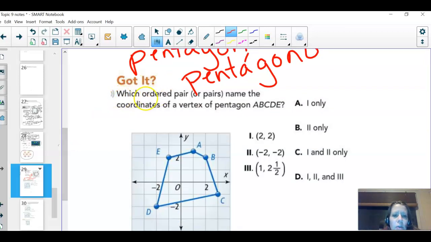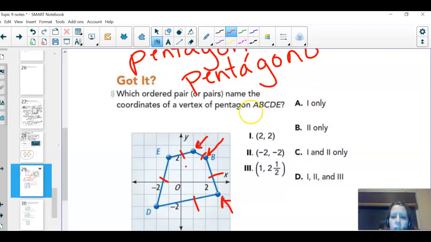So now I just simply want you to look at this one that I made, which has 1, 2, 3, 4, 5 sides again. Okay, este tiene 5 lados otra vez, y entonces este es un pentágono otra vez. This is a pentagon again. And I'm looking for which ordered pair or pairs name the coordinates of a vertex, okay? Un vértice. Como esto es un vértice. Vértice, vértice, vertex, vertex, vertex.